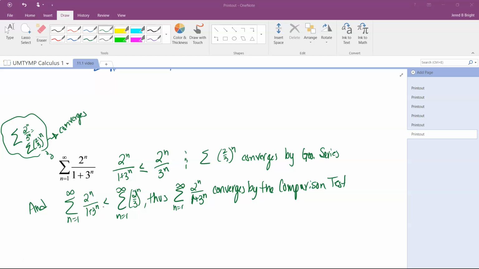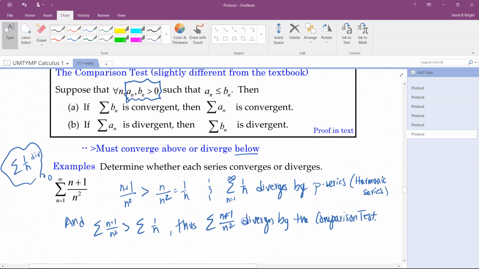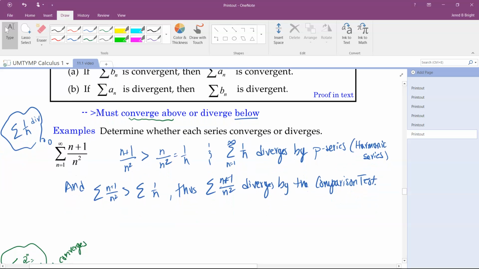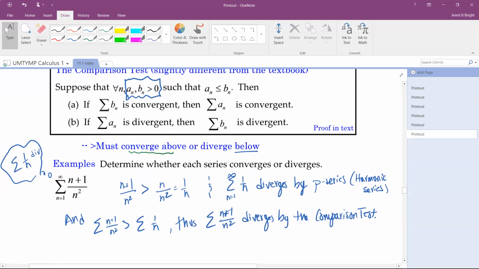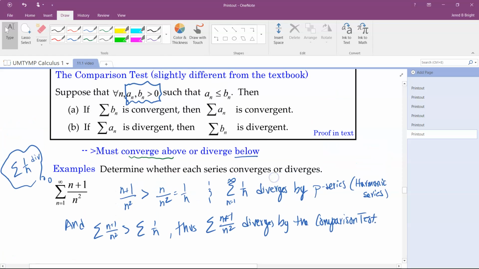So, the big ideas here with the comparison test: you do have to satisfy the condition of having positive sequences. That's generally always true. But then, again, I remember this: you have to have convergence above to conclude convergence, or you have to have divergence below to conclude divergence. So make sure to be careful in your choice of comparison sequence and series, and then use the comparison test appropriately.